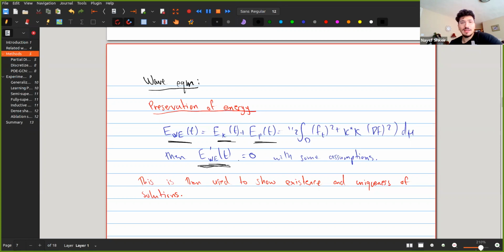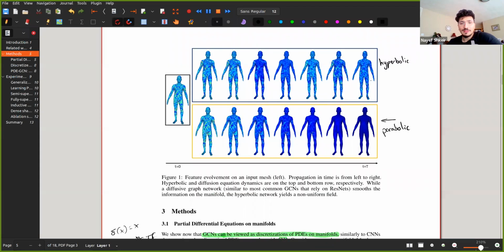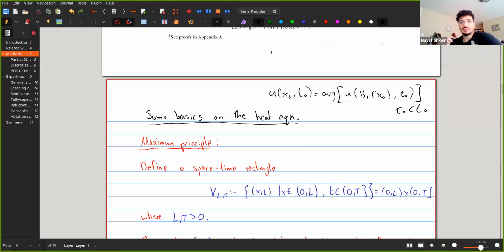I feel like it's a really nice plot here where they initialize this mesh of a human in this position with, I think, just random noise. And they integrate this forward in time in both systems. In the diffusive case, you can see every point in the node is diffusing out. In the hyperbolic case, it's not super clear here, but you can see that things aren't dying out. You're getting some conservation, there's still energy there. You have your conservation of energy. So these are the two different systems that they introduce there.